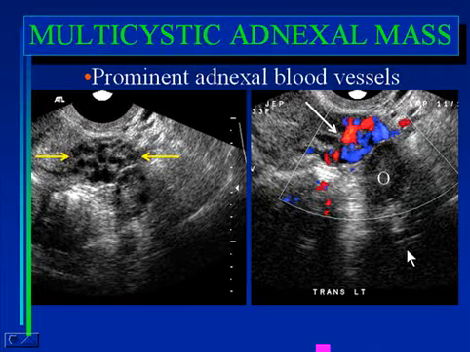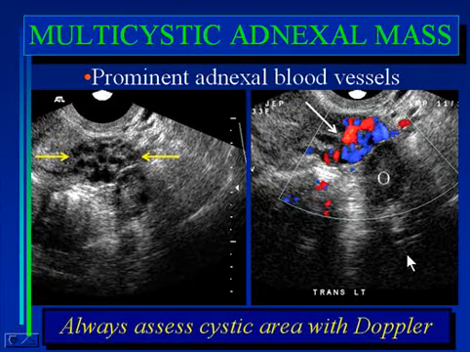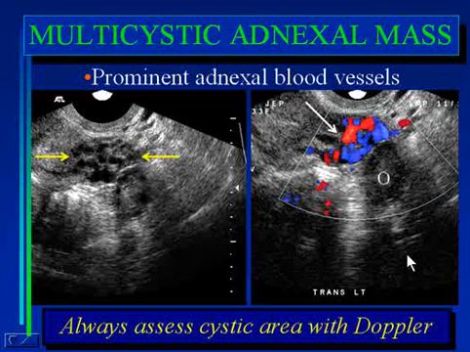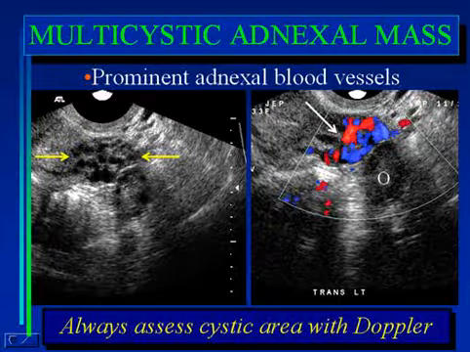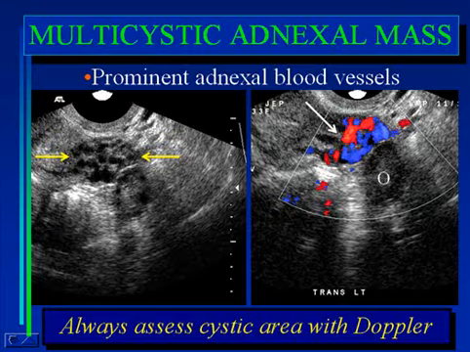So it's important to put color Doppler on any abnormal cystic structure that you don't expect to see anywhere in the body. The one time somebody forgets to do this is, by Murphy's Law, going to be the one time that it turns out to be a vascular structure.